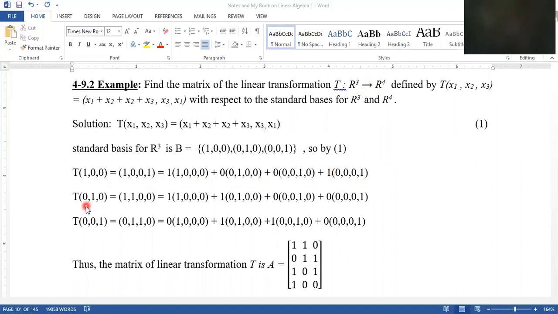this output can be written as a linear combination of the standard basis of R4. Similarly, if we put the second standard basis element of R3, which is 0 1 0, in this linear transformation we will get 1 1 0, and once again we can write this as a linear combination of the standard basis of R4. So similarly we can do it for the third one.